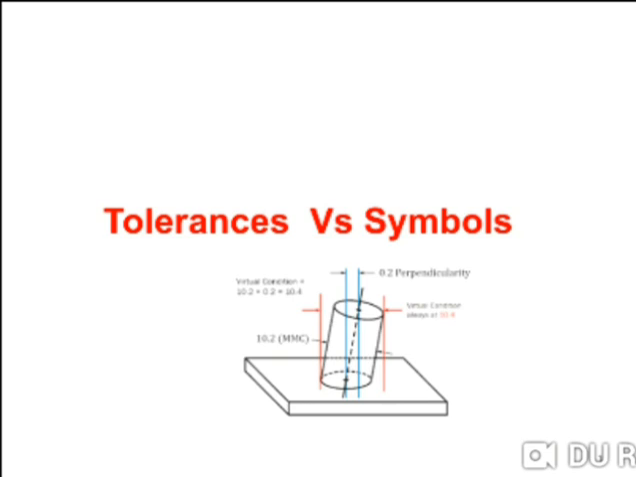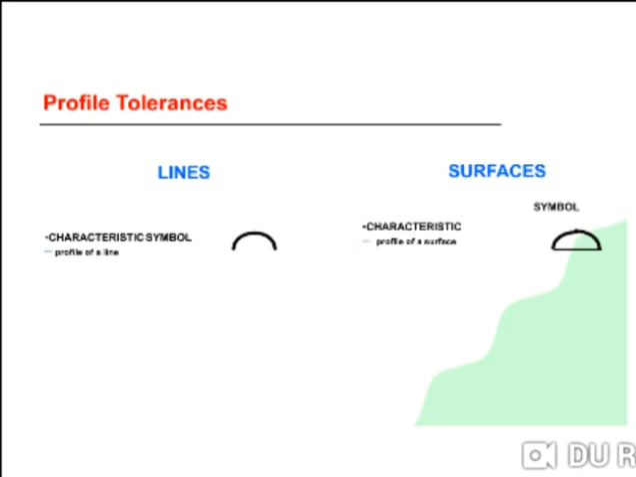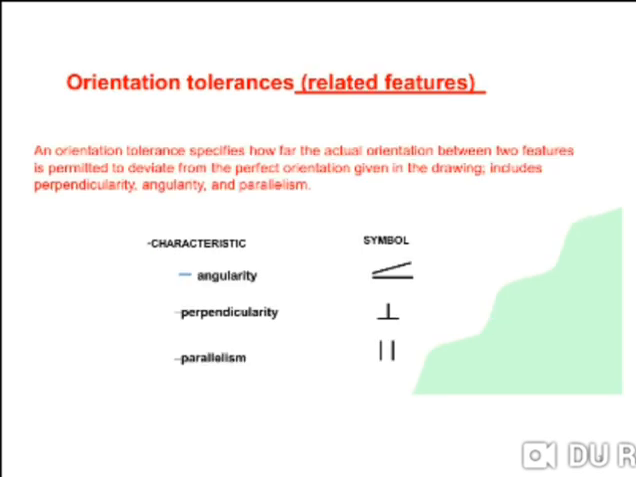Tolerances versus symbols. Form tolerances. A form tolerance specifies how far an actual surface or feature is permitted to deviate from the desired form specified in a drawing. This includes flatness, straightness, circularity, cylindricity, profile of a surface, and profile of a line. Profile tolerances include lines and surfaces.